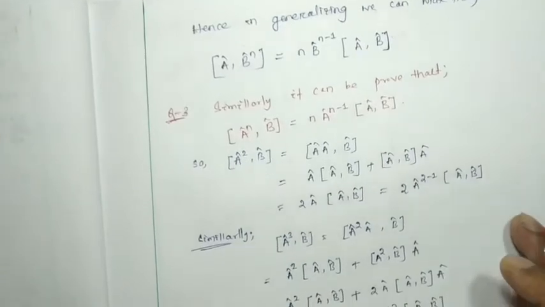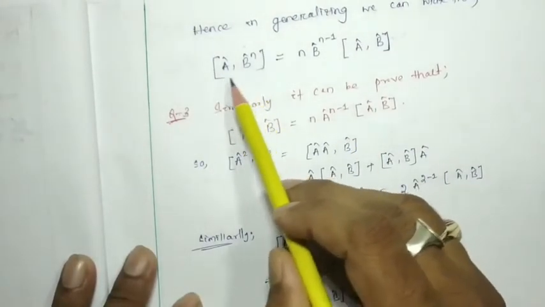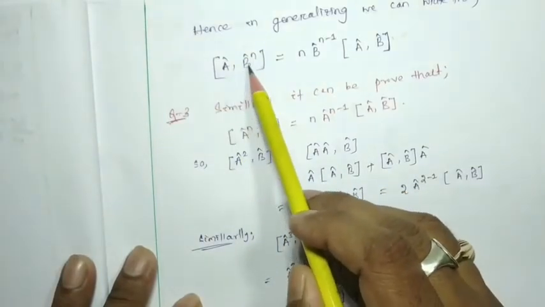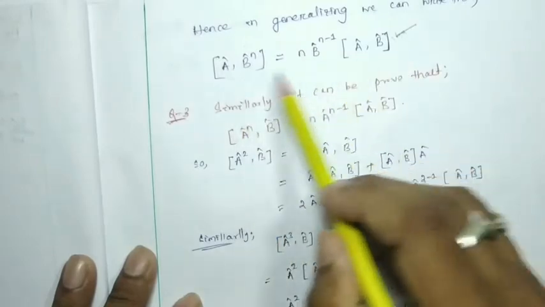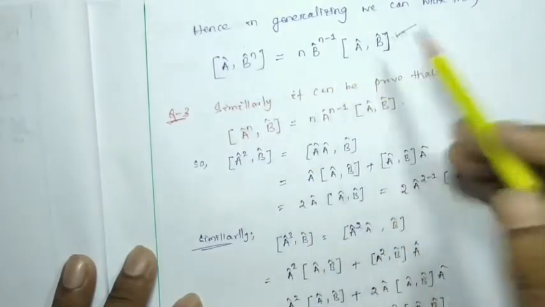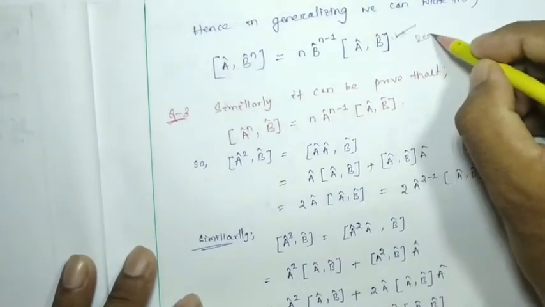Okay. So now we have found that [A cap, B cap to the power n] is this much. Okay, this is one type of formula for other problems that you have to remember. You have to remember this one.